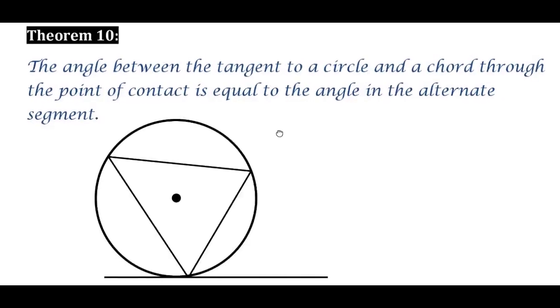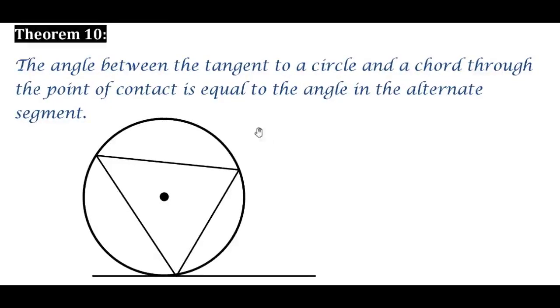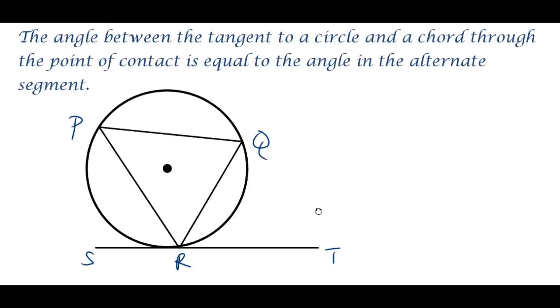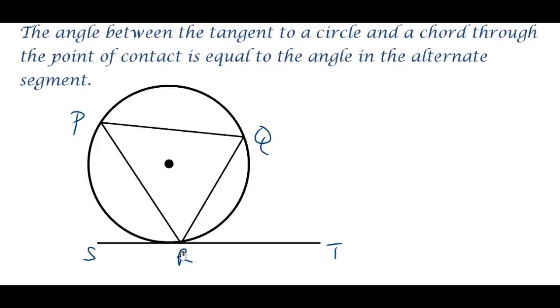Then theorem 10, the last but not least. The angle between the tangent to a circle and a chord through the point of contact is equal to the angle in the alternate segment. So this is what we always call the alternate segment theorem. Let's call this place P, Q, R, and this place is T. Okay, so we know that this straight line, I can call this place S. ST is a tangent, all right? And R is the point of contact of chord RQ to tangent ST. So this is the point of contact.